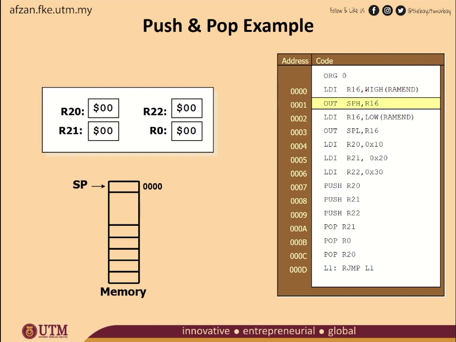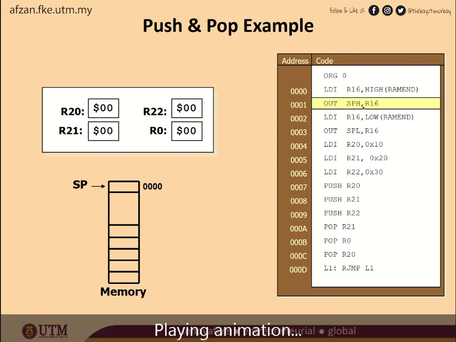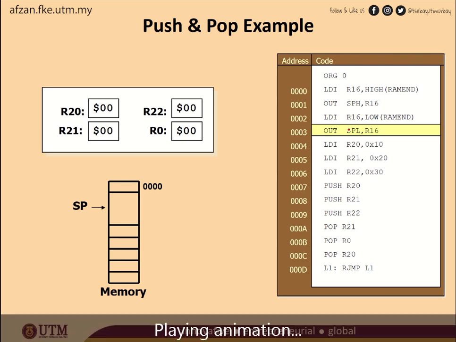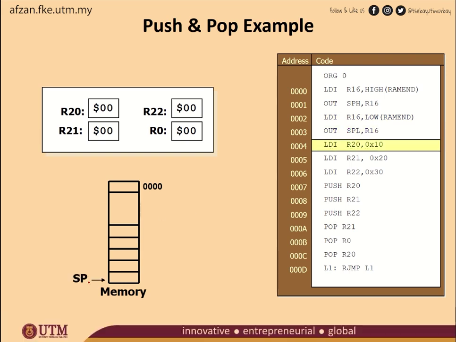Load I R16 high(RAMEND), out SPH R16. What happened here now? Alright, so the stack pointer points to this address. You are going to initialize your stack pointer so that it points to the last address of your memory, which is your RAMEND. So you need to load I R16 low(RAMEND) and out SPL R16. After you execute this line, the stack pointer now goes to your RAMEND.